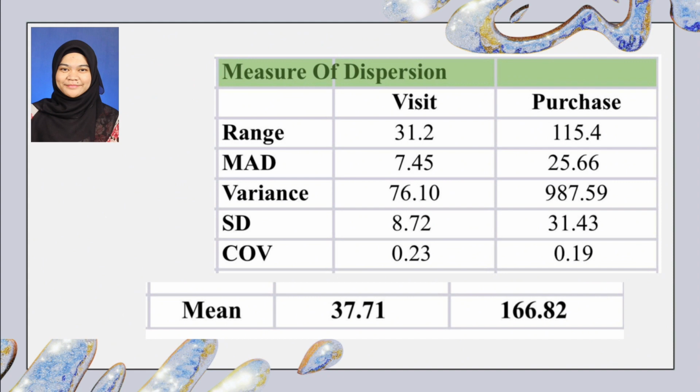And this is the measure of dispersion of visit and purchase. From this we can see the purchase data had the higher standard deviation, and we can generalize that purchase had the higher risk of 31.43. For the coefficient of variation, the visit data had the higher coefficient of variation. So that means visit data had the greater level of dispersion around the mean.